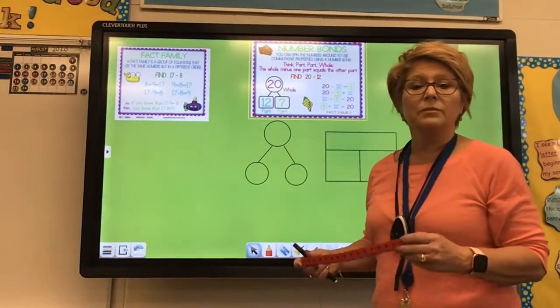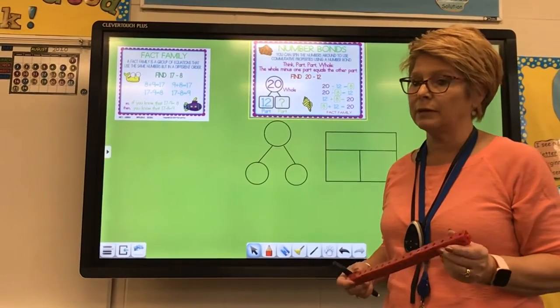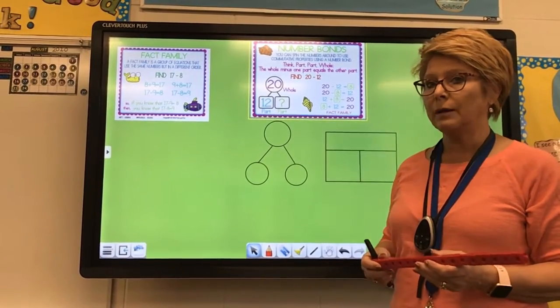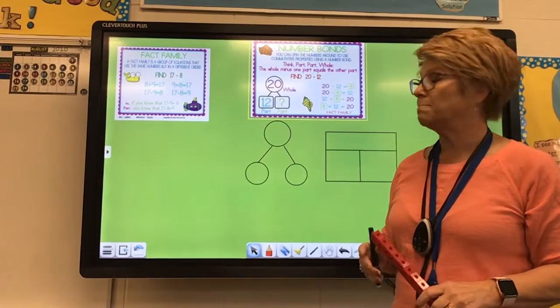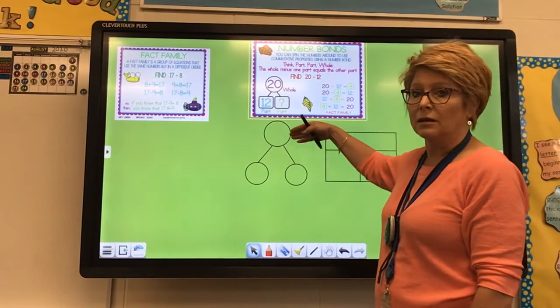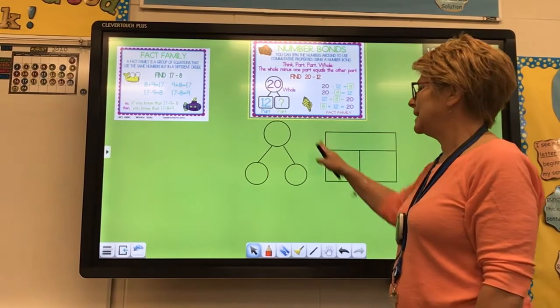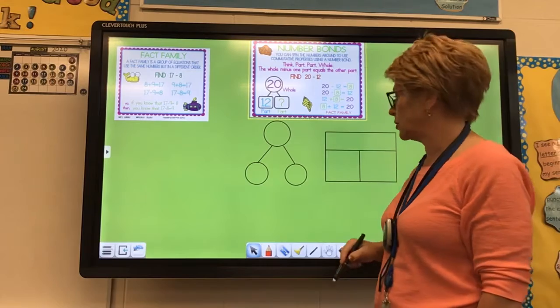Morning. This morning and this week we're going to be working with number bonds and fact families. Now, we've talked about number bonds earlier in the week, and we know that a number bond looks like this. There's two circles on the bottom, one on top. And it doesn't matter which way those circles go.